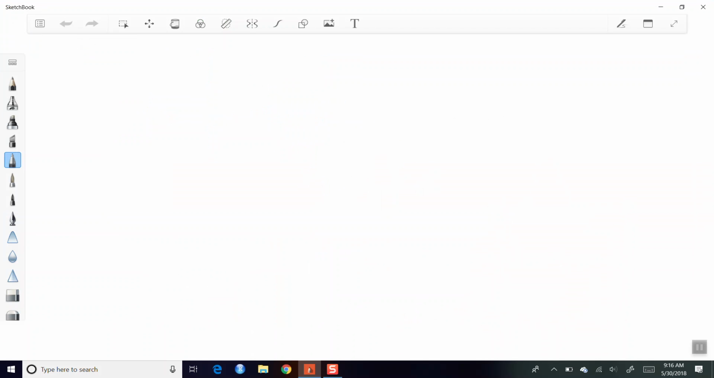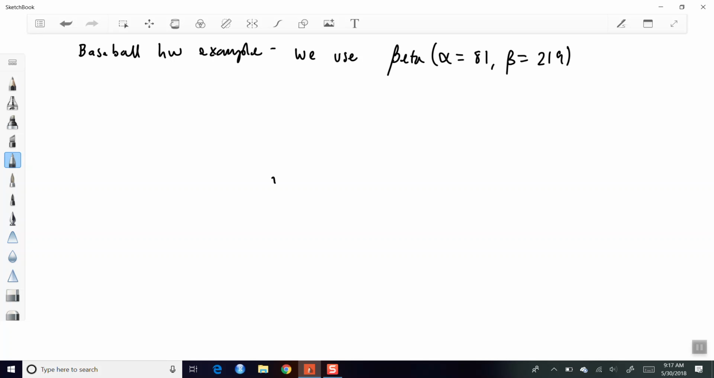And I think in the homework we did this baseball beta binomial thing, and I said something like use alpha equal to 81 and beta equal to 219 or some arbitrary numbers, right? So we had the baseball homework example, and we used a beta distribution with alpha equal to 81 and beta equal to 219. And there were questions like, how do we get alpha equal to 81 and beta equal to 219? And that's a good question. And the answer was, we kind of just felt like it, right?